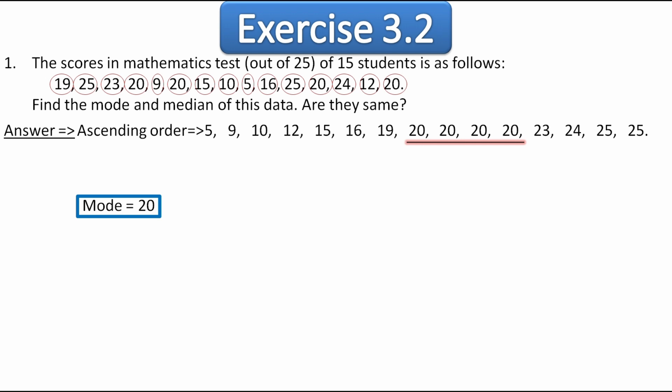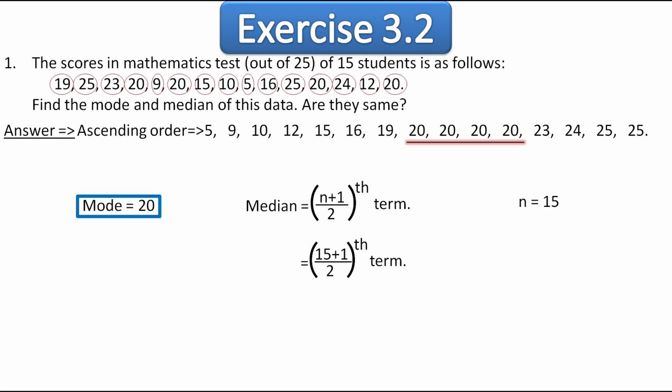While finding median, we have the formula (n plus 1) upon 2th term is the median, whenever n, the number of data, is odd. But if the number of data is even, then we have to use the formula n upon 2th term. As here the number of data is 15, which is odd, I am using this formula. Let's put the value of n in the formula. So I am getting (15 plus 1) upon 2th term is the median. So 15 plus 1 is 16 upon 2.